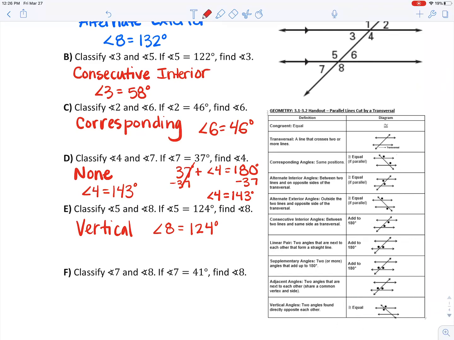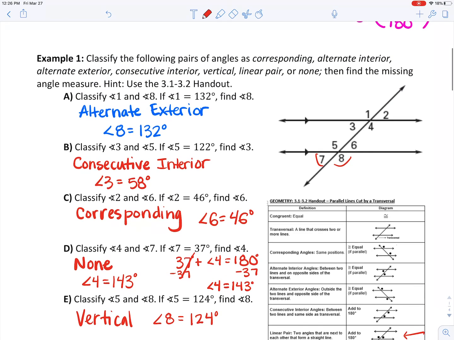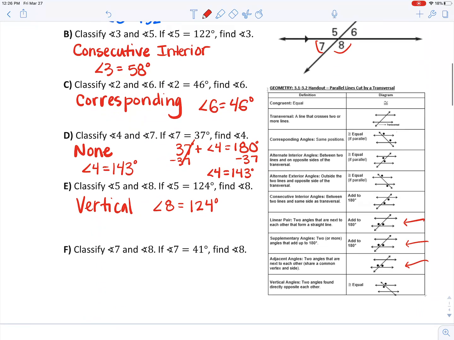All right, and my last example for the front side, letter F, classifying angles 7 and 8. Looking at my handout, I see that they look like a linear pair. Actually, they're also supplementary, and they're even adjacent. The only word up at the top that I really need to identify is linear pair, but since they are all of those, I'm going to write down all of them. So they are a linear pair, which means they form a straight line.